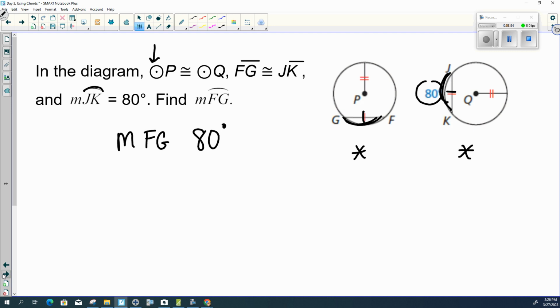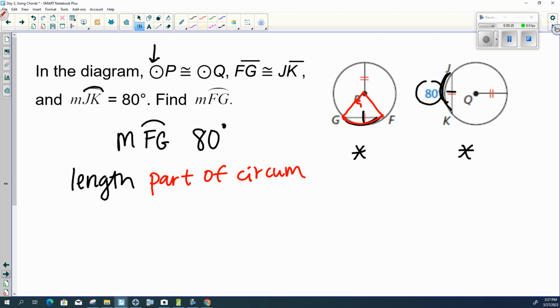Now, I have to point something out. When it says the measure of FG, that is not the length. If I took a measuring tape and a ruler and I measured from here to here, that's not what I'm talking about. I know it sounds like the measurement or something, but length is going to be part of the circumference, and we'll do this another day. This 80 degrees goes along with this arc here, and this angle here would be 80 degrees. So when it just says the measure, that's what it's talking about, that central angle.